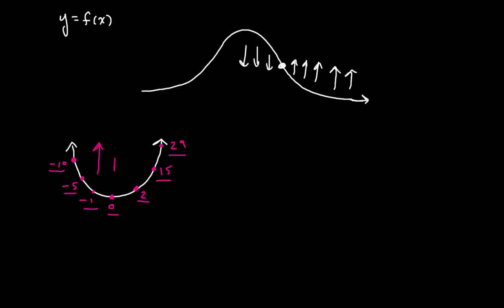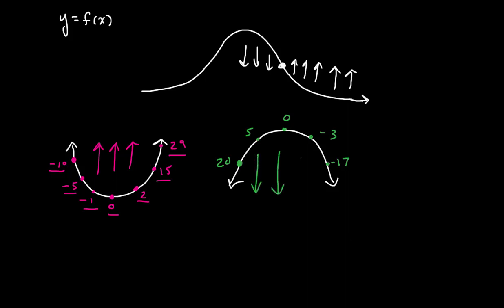So concave up is associated with increasing slope. The same holds for concave down. So the slope here is positive 20, slope here positive 5, slope here 0. Do you see how the slope values are getting smaller, negative 17? So concave down is associated with decreasing slope.